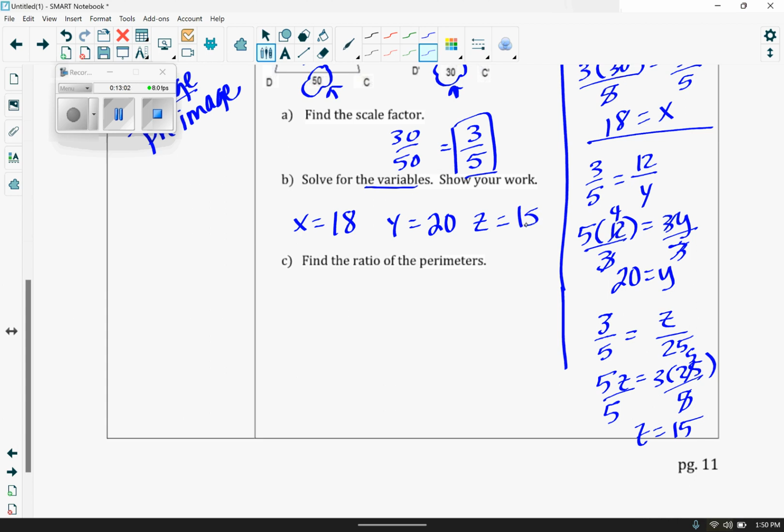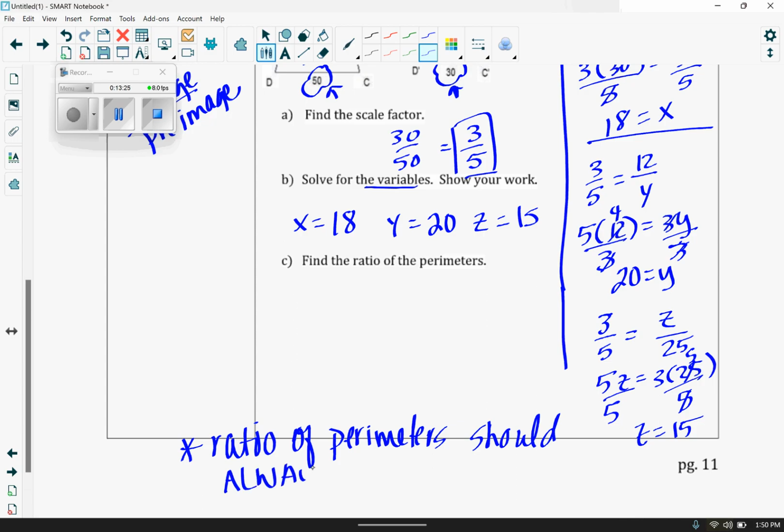And then do the ratios of the perimeters. I will tell you that the ratios of the perimeters should give you back that scale factor. So the ratio of perimeters should always be the same as your scale factor.